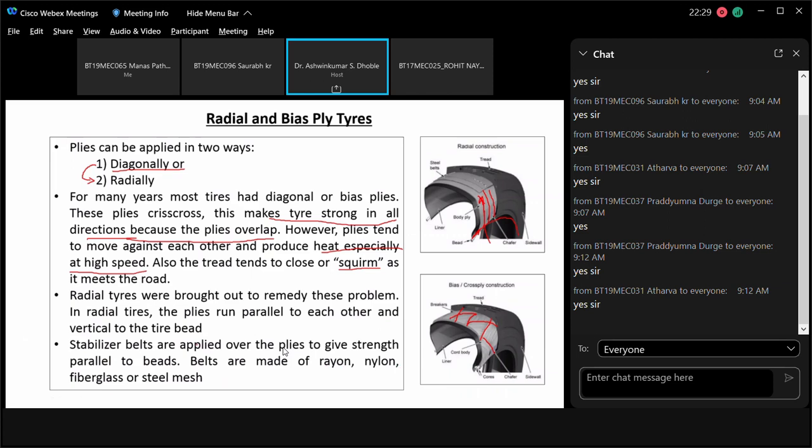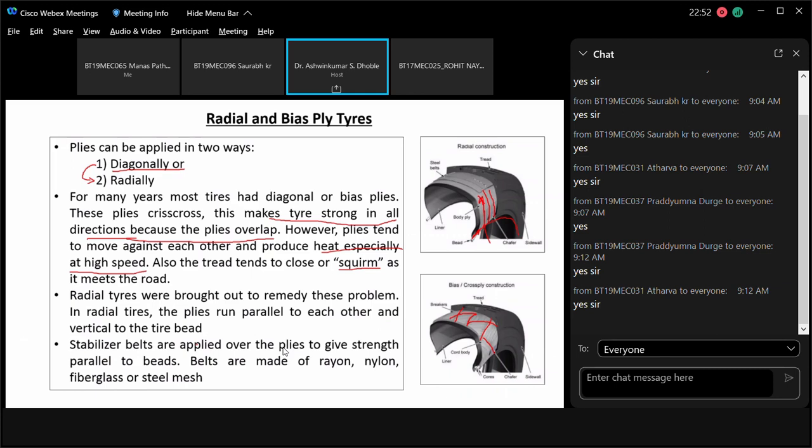So what happens because of this particular radial laying of the tire plies? The tire becomes a little bit soft, and there is no problem of the heat generation as compared to the bias ply tire. So nowadays people use the radial ply tire.